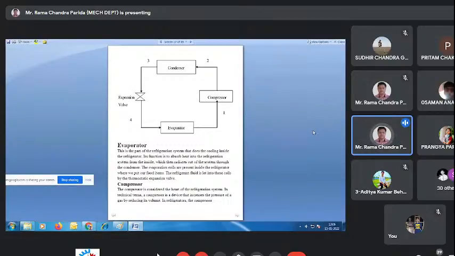So before the evaporator, the condition of the refrigerant is low pressure, low temperature. After the evaporator, it is low pressure, high temperature. After the compressor, it becomes high pressure, high temperature. After the condenser, why is the refrigerant compressed? What is the need to compress the refrigerant?